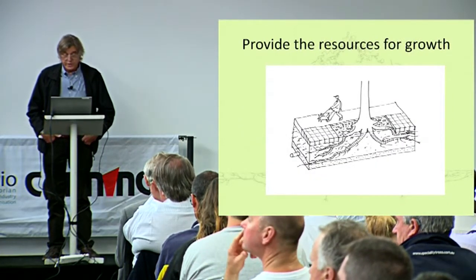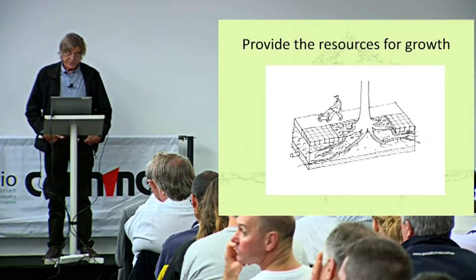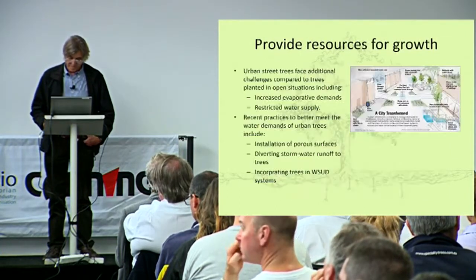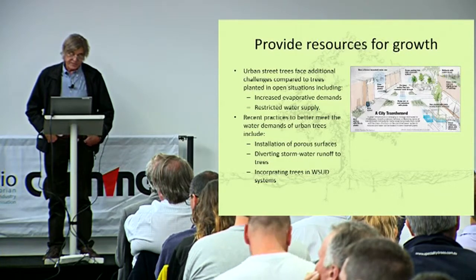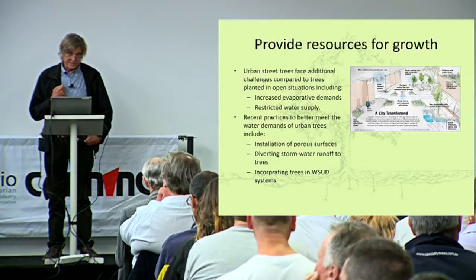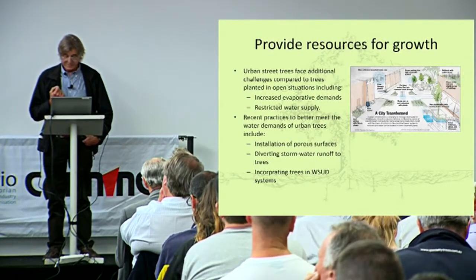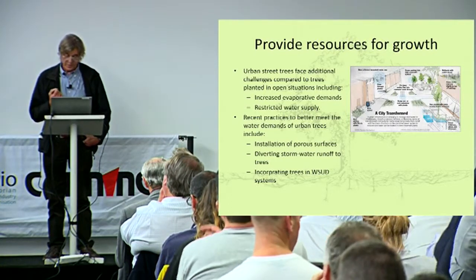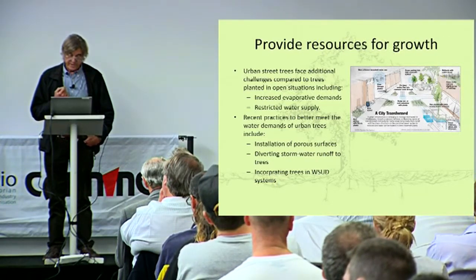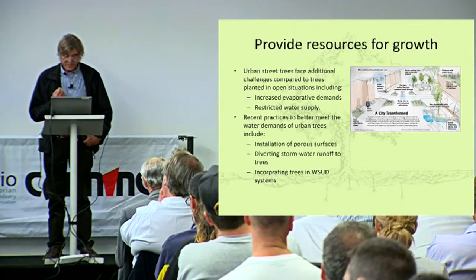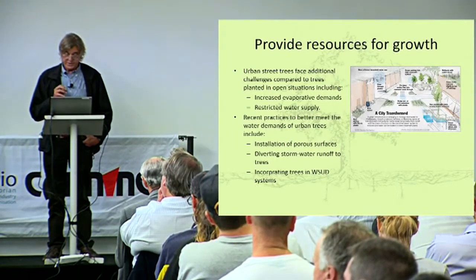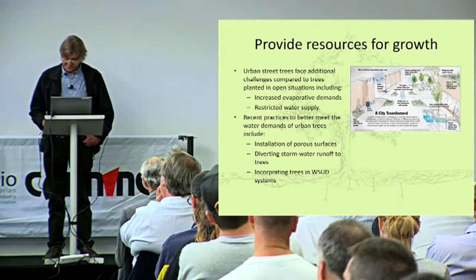Third area of practice which I'd like to look at is how do we provide trees with the resources for growth when planted in confined urban situations. So urban trees face additional challenges compared to those in open situations, including increased evaporative demands, the hot, dry city, and also restricted water supply compared with the open planting situation. So a number of recent practices have been developed to meet the water demands of urban trees, including porous surfaces, diverting stormwater runoff to trees, and actually incorporating trees into wider water-sensitive urban design initiatives or systems.